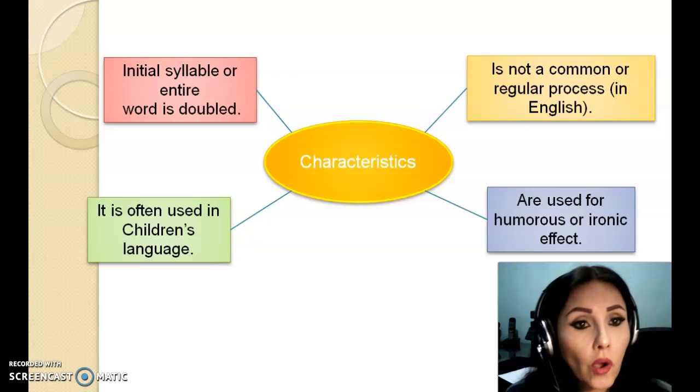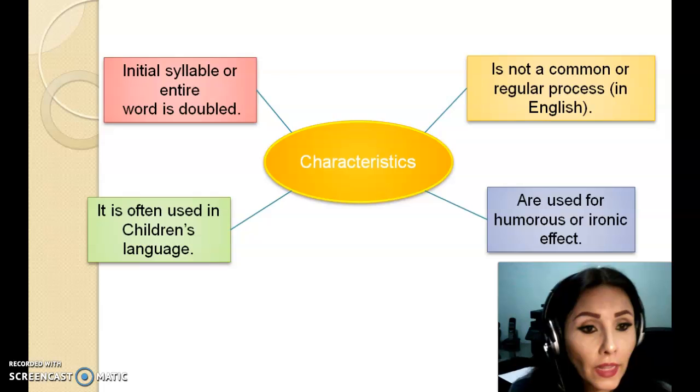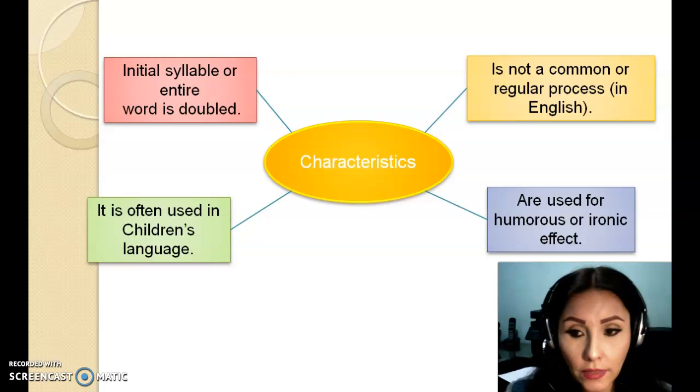It is not a common or regular process in English. So, in general, we don't use this kind of word to communicate our ideas. And finally, they are used for humorous or ironic effects.